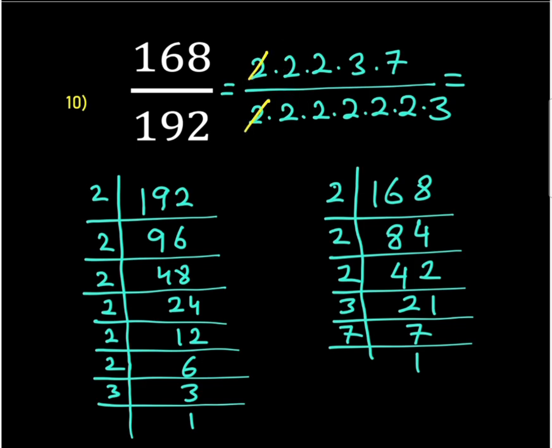2 is cancelled with 2. And also we have 3. 3 is cancelled with 3. We have another 2 and another 2. The answer is 7 over 8.